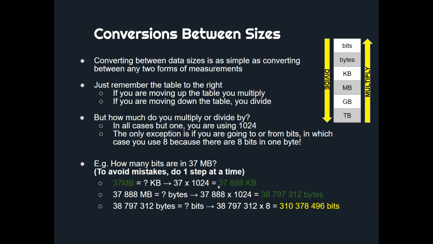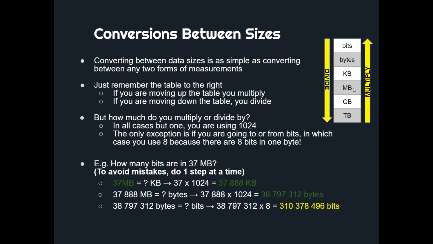So let's look at a quick little example. How many bits are in 37 megabytes? 37 megabytes is not very much, so let's do it real quick. So we start with 37 megabytes, and we're going to take it one step at a time. I'm at megabytes, and I'm trying to get to bits.